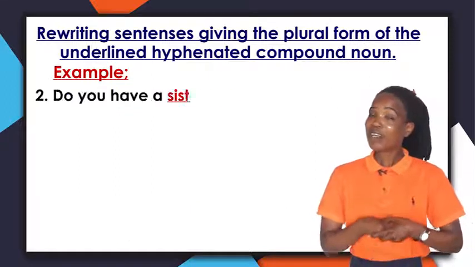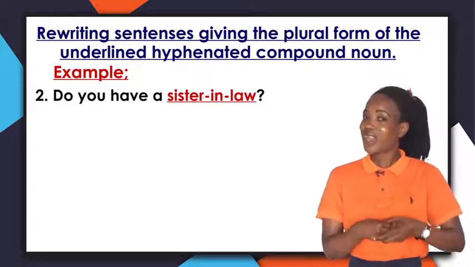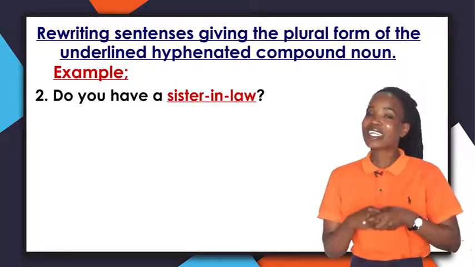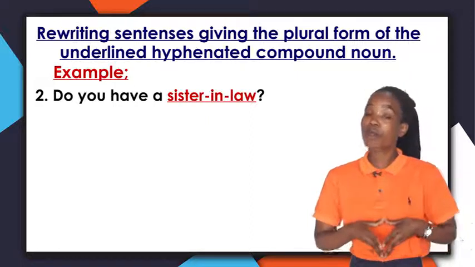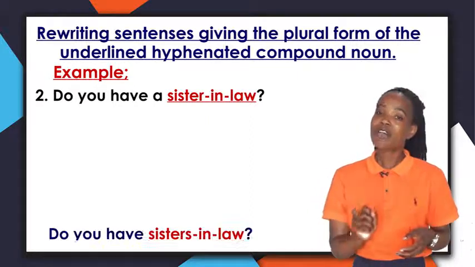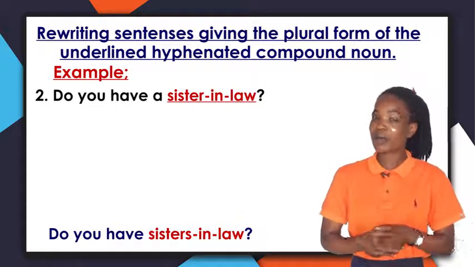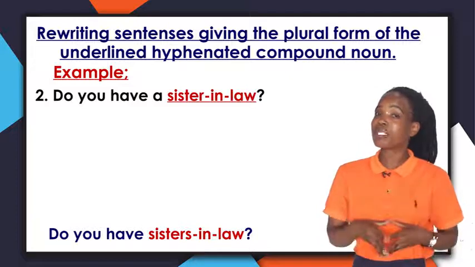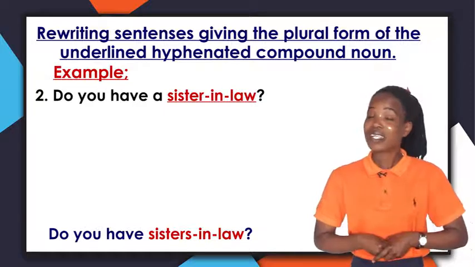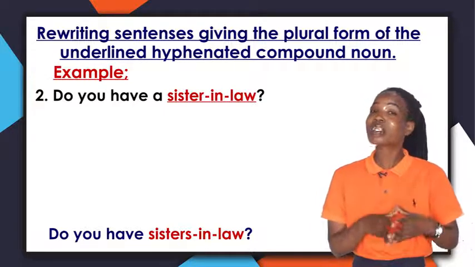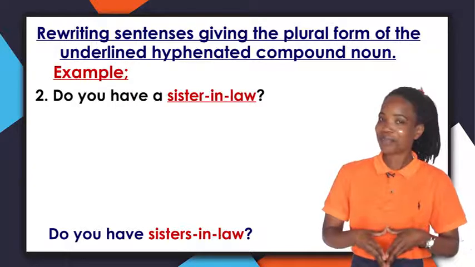Let's go on and write the next sentence, which says, do you have a sister-in-law? It's a question. The underlined compound hyphenated noun is sister-in-law. Therefore, we are going to rewrite this sentence and we give the plural form as, do you have sisters-in-law? Don't forget a question mark, my precious viewer. I believe you've seen that I have eliminated my article a. Why? Article a is used with singular nouns. Therefore, having changed my noun to a plural form, I had to eliminate that article a.